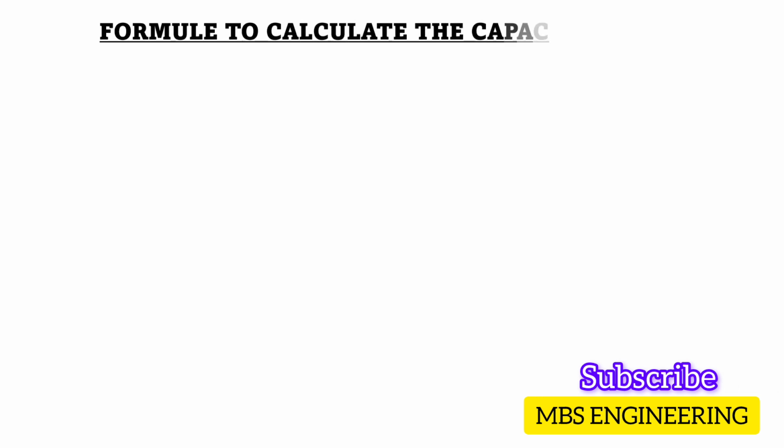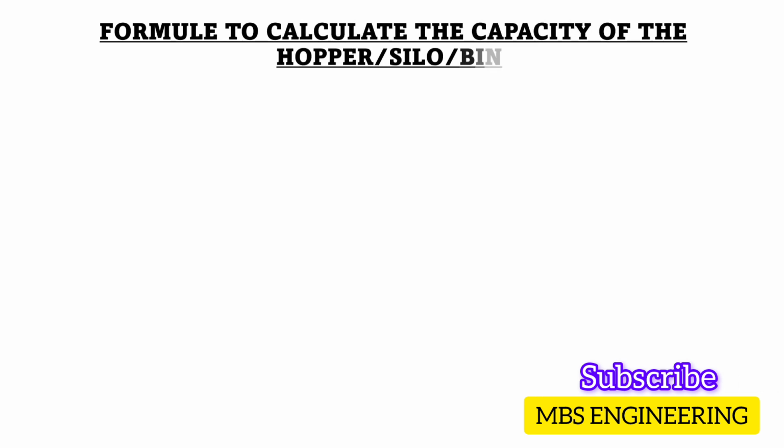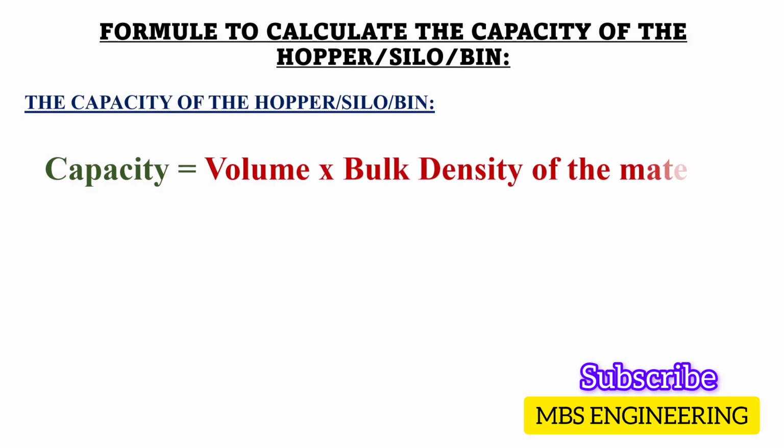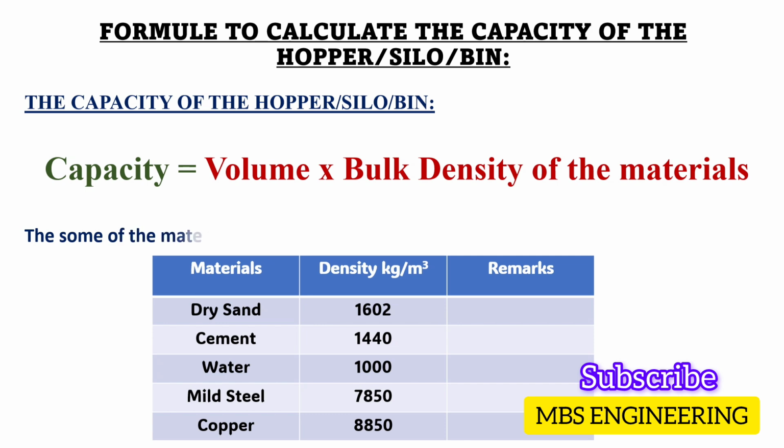Next, we learn about formulas to calculate the capacity of the hopper, silo, and bin. The general formula to find the capacity of a hopper, bin and silo is: the volume of the hopper, silo, or bin is multiplied by the bulk density of the materials. Some of the materials, like dry sand, cement, water, mild steel, and copper, density details are listed below for a better understanding.